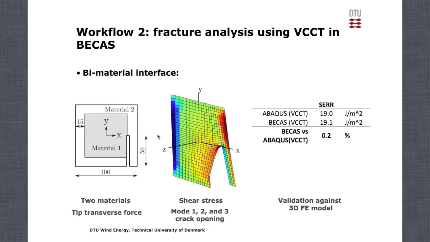The last example is our bimaterial square again, but now with the crack at the interface. There's a transverse force at the tip, and we have a combination of mode 1, 2, and 3 crack opening. So what we present here is the total strain energy release rate. And there's a very good match once again between BECAS and Abaqus using VCCT.